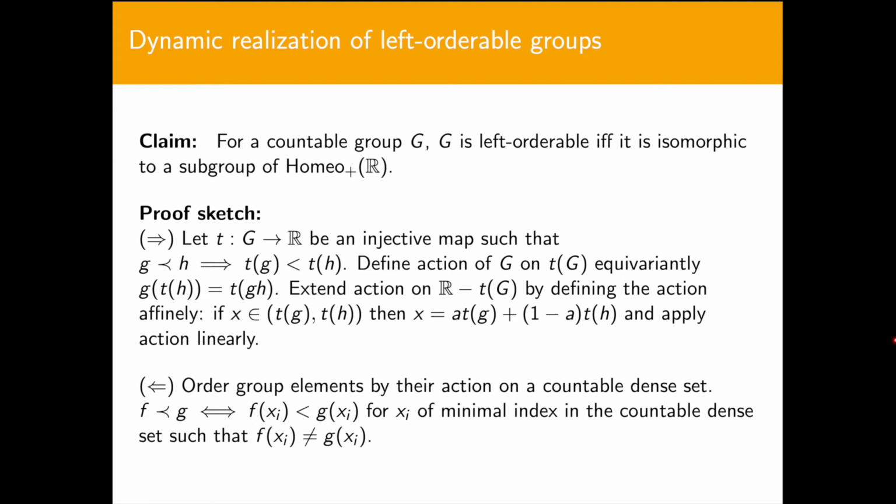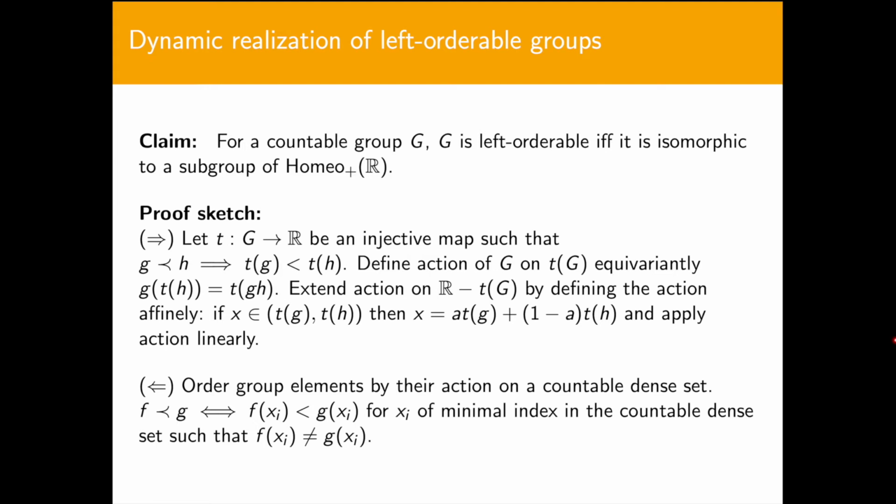G acting on the point T of h, you will set that to be equal to where g times h is sent to. Now you can extend this action on R minus T of G, so the complement, by defining the action affinely. So if you have x, which is a point between T of g and T of h, then you can write x as a linear combination of T of g and T of h, and now just apply the action linearly.